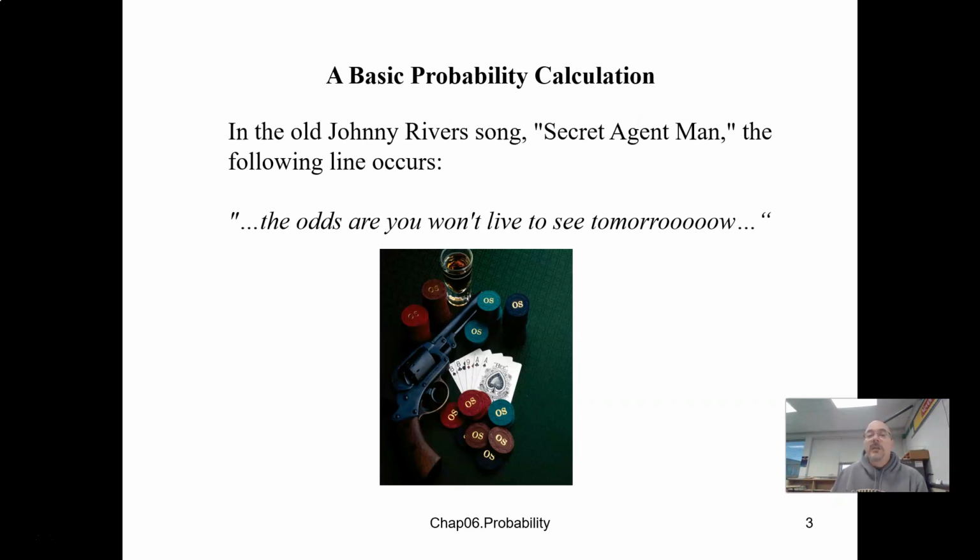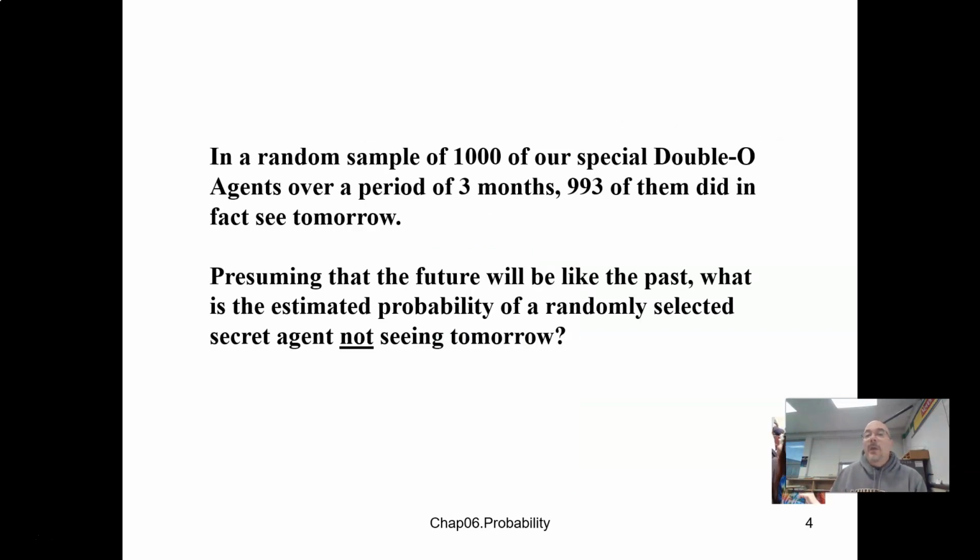A basic probability calculation. In Old Johnny's River song, Sweet Agent Man, the following line occurs: the odds are you won't live to see tomorrow. Okay, so go ahead and do a Google search, look up the song and listen to it. In a random sample of 1,000 of our special 00 agents over a period of 3 months, 993 of them did in fact see tomorrow. Presuming that the future will be like the past, what is the estimated probability of a randomly selected secret agent not seeing tomorrow?